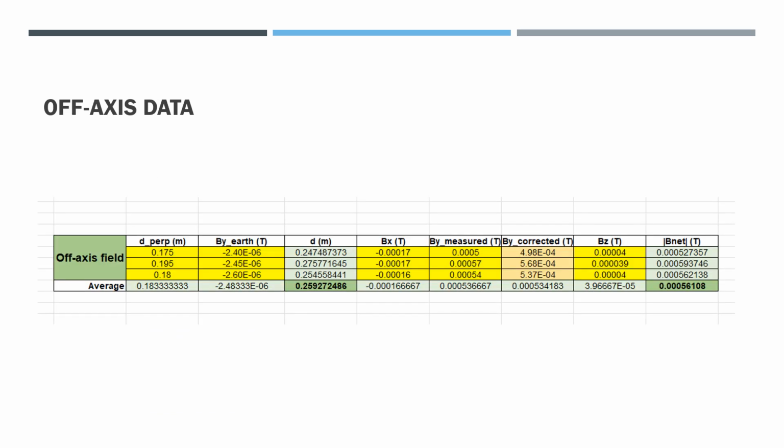The off-axis data was very similar, except that in this case, when we measured, we had an equal distance in both dimensions, both x and y, and the By had to be corrected by subtracting the By of the Earth from it. So the By of the Earth had to be measured, and then subtracted from the By to get the corrected By, and then the spreadsheet calculated the total magnetic field off-axis for us.